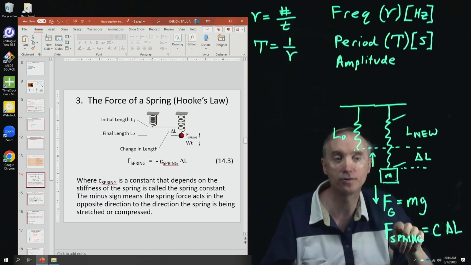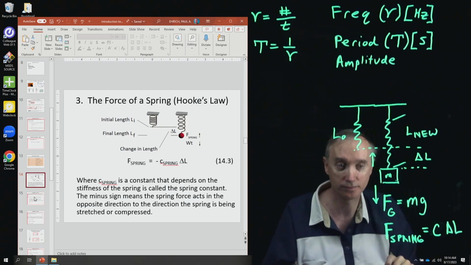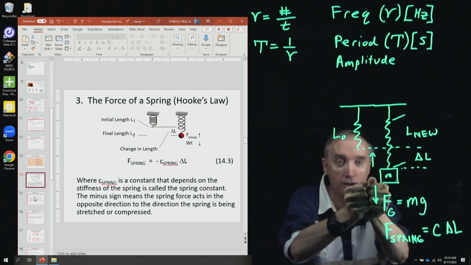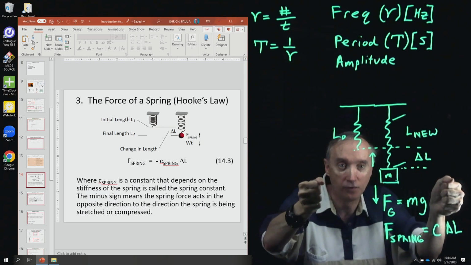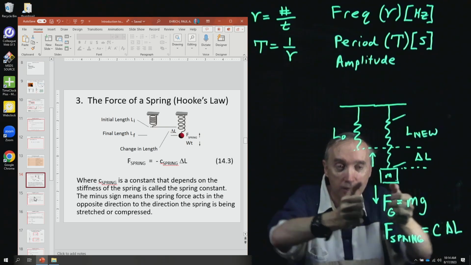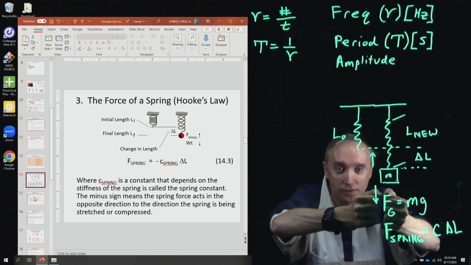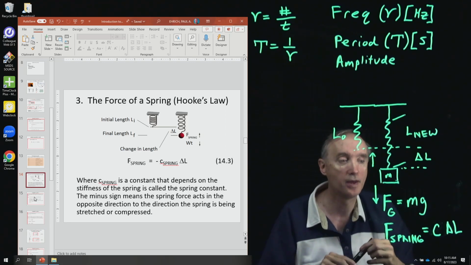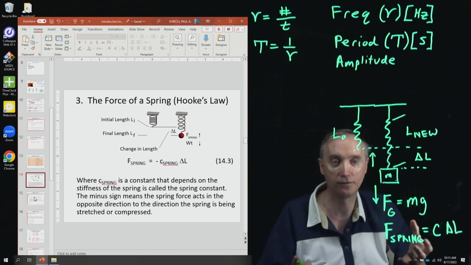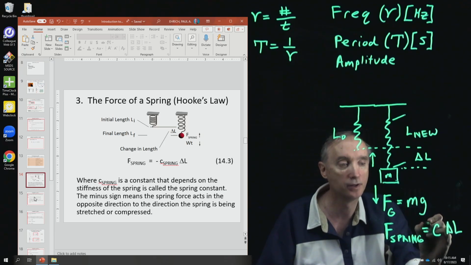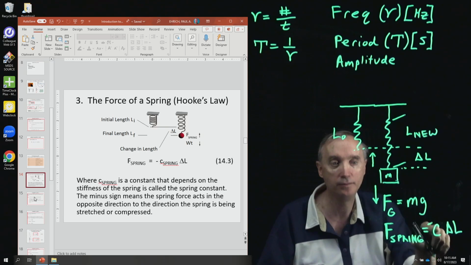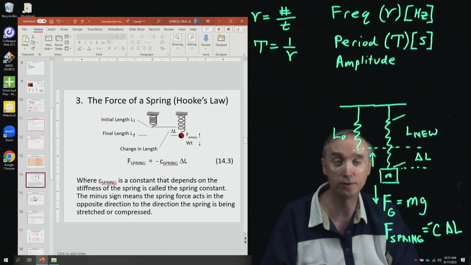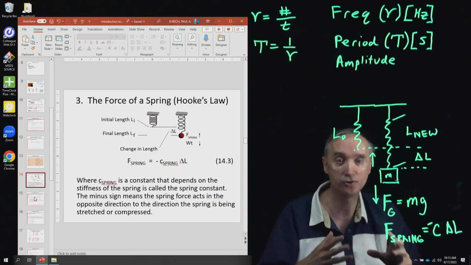So notice that the force is always opposite to the direction that you're stretching the spring. If you're pulling it out, then the force is trying to pull it back in. If you're pushing a spring in, then the spring force is trying to push it back out. So this is going to be called the spring force. We can indicate this opposite effect by putting in a negative sign in front of the c, so that's why that's there. It just tells you that the direction of the force is always going to be opposite to what you're trying to do to the spring.